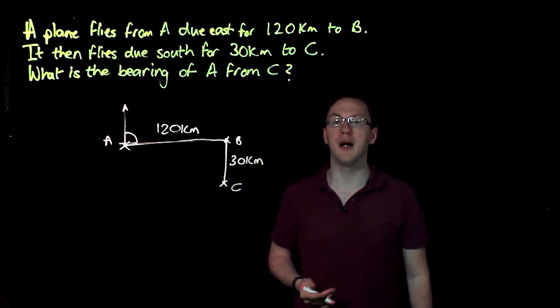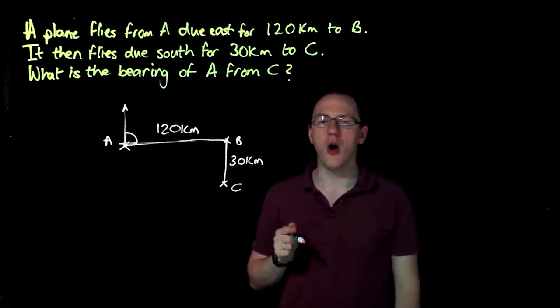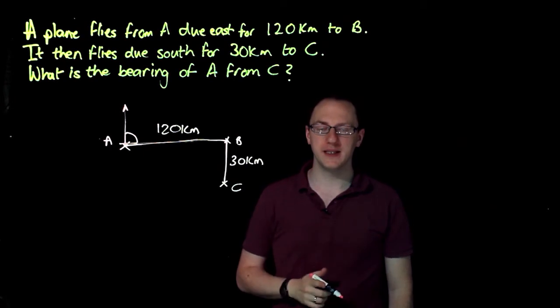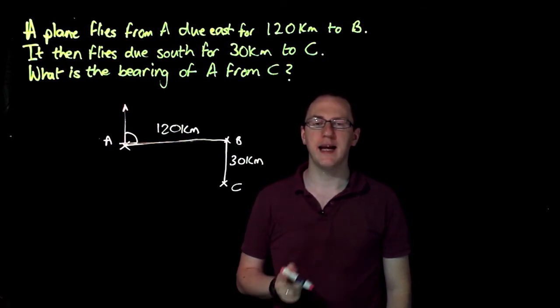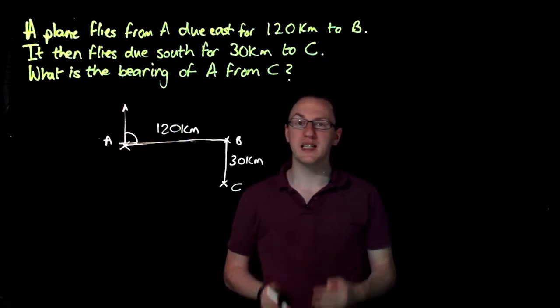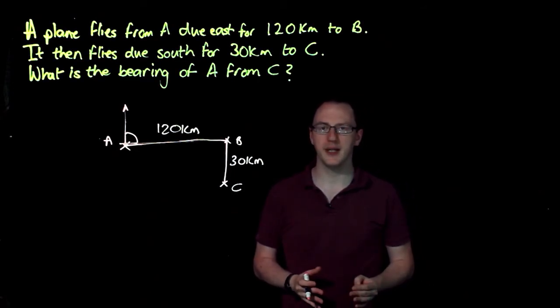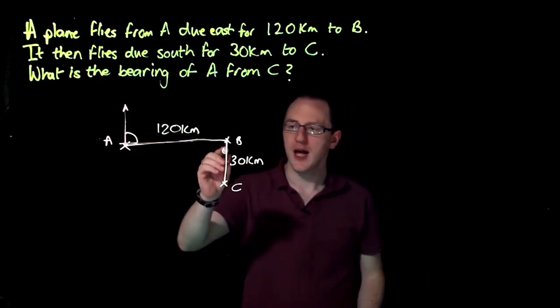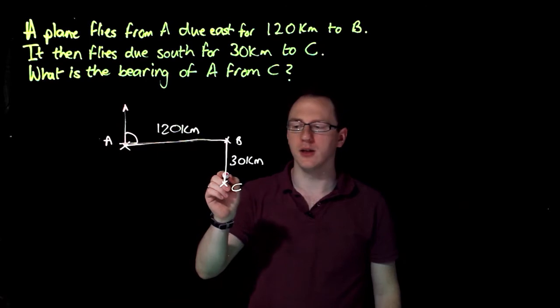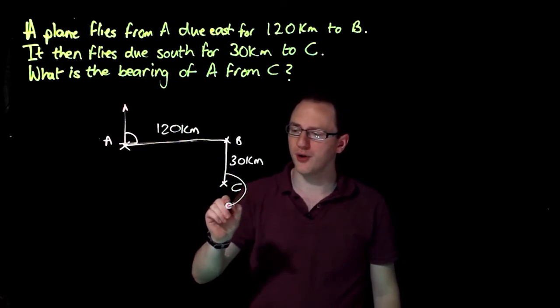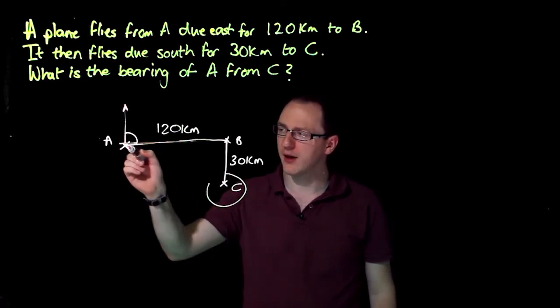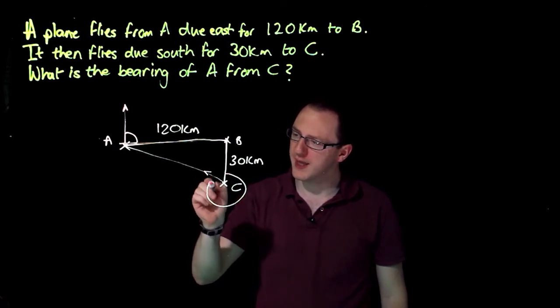And the question we are asked is, what is the bearing of A from C? Of A from C. Now that means we're standing at C, facing north, and we want to know what angle do we need to turn through in order to face A? So in order to face in that direction.